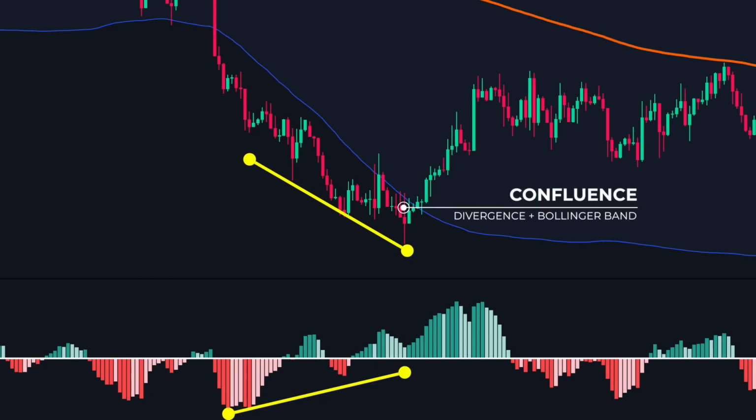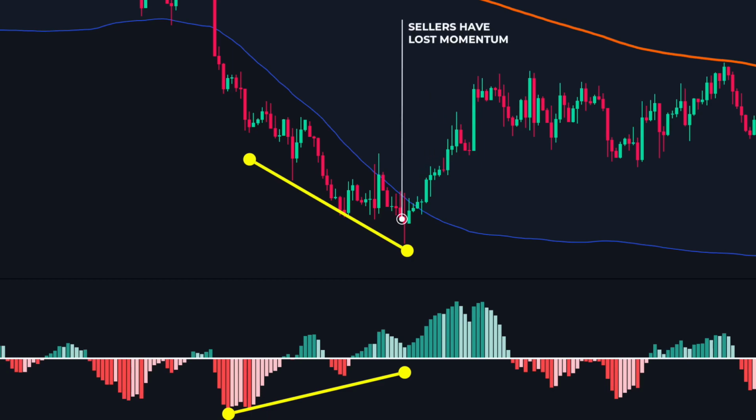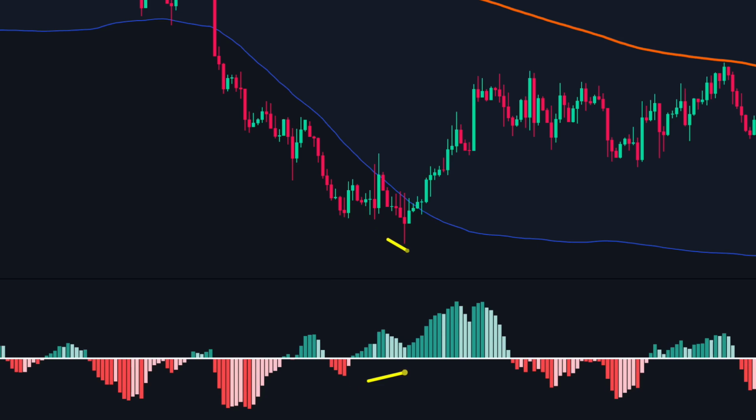We have a combination of the Bollinger Bands and the MACD divergence. It indicates that the sellers have lost all momentum coming into the down move. The buyers are pushing hard and an upwards reversal may occur soon. So we should look for a buy trade.